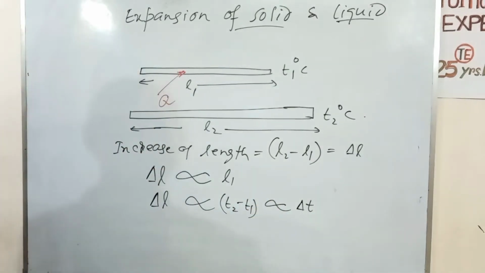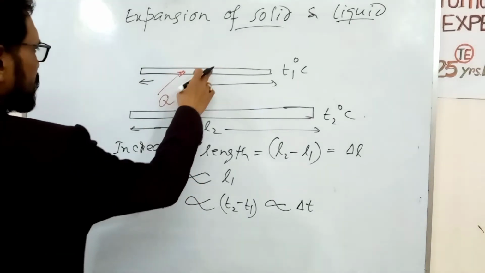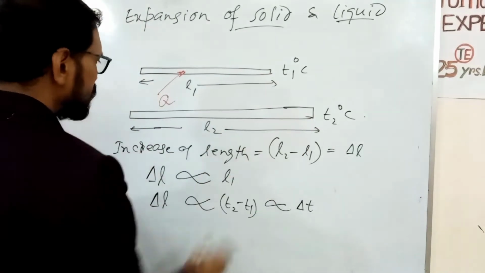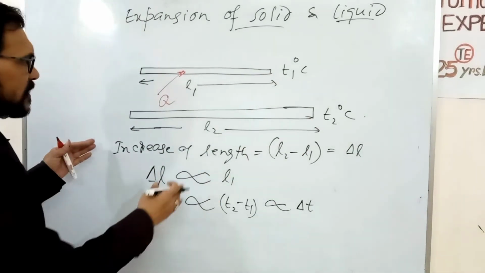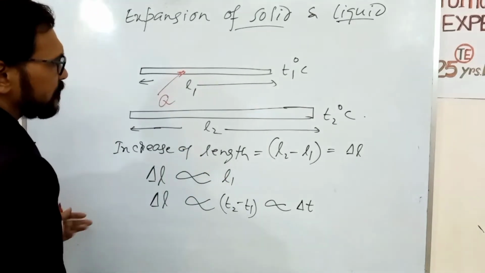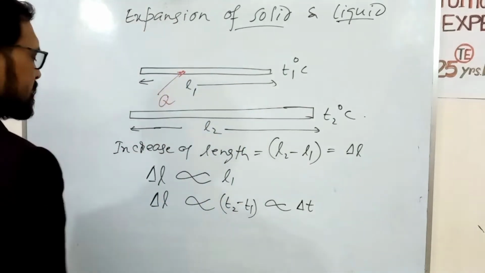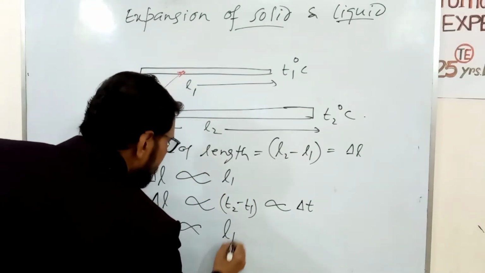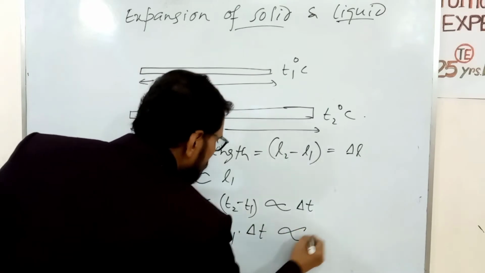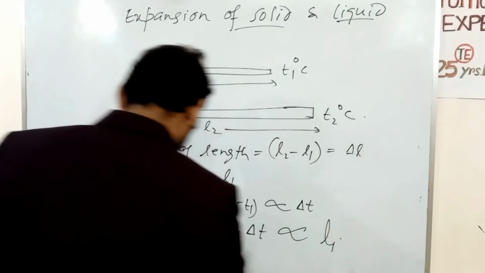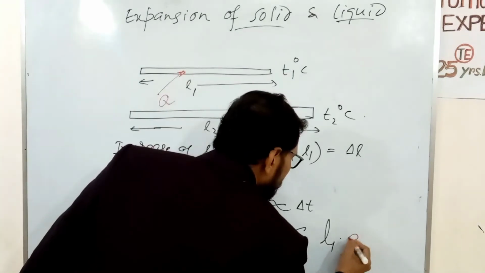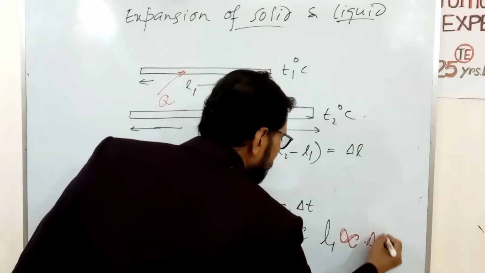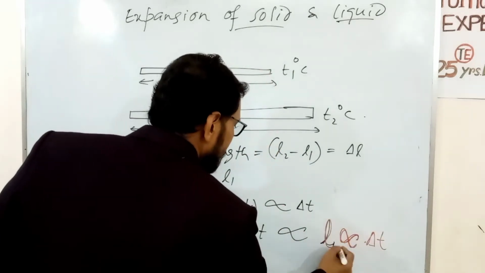This is the theory: increase of length is proportional to initial length, so more initial length means more expansion, and also increase of length is proportional to temperature rise. More temperature rise means more expansion. So this is proportional to L1 into del T, which is L1 alpha into del T.